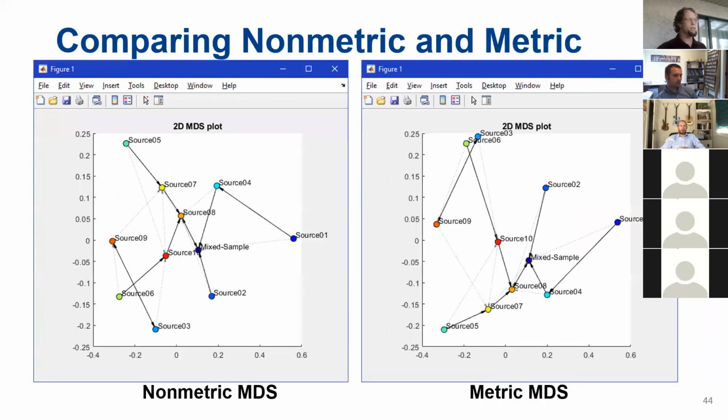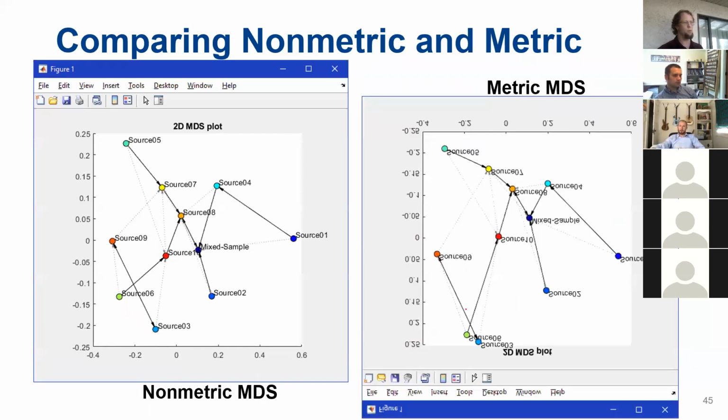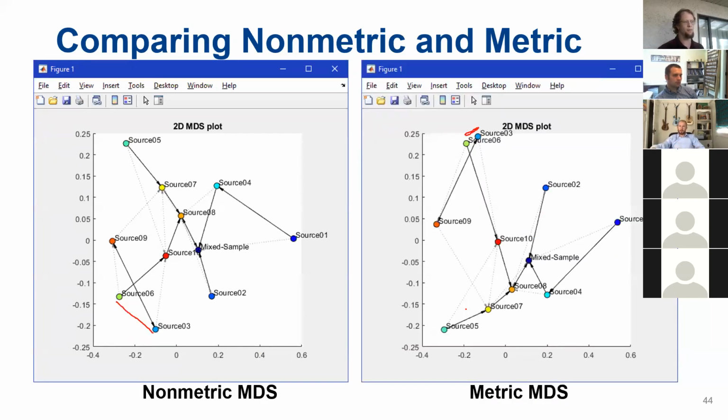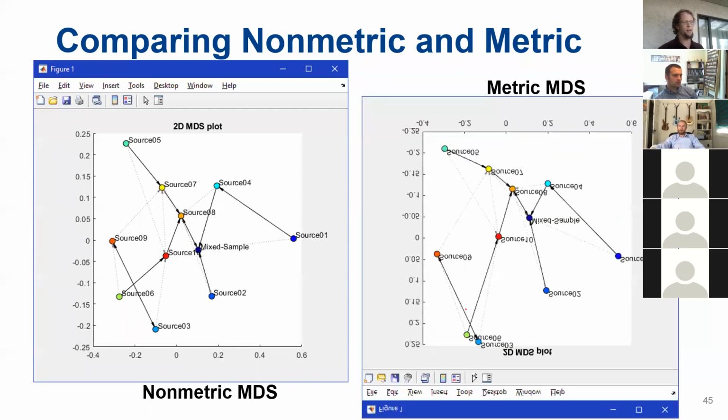And notice that there's some differences between these two plots. For example, looking at source 6 and source 3, this distance here is quite a bit different from this distance here. But if we transform that, going through that reflection exercise, I'm going to reflect that, and notice that despite the fact that there are some differences, there are a lot of similarities.